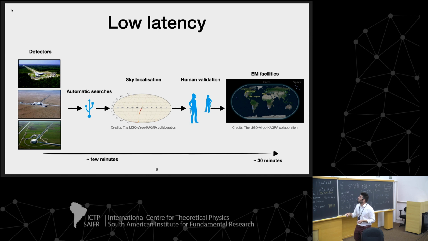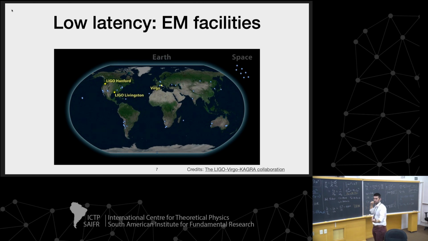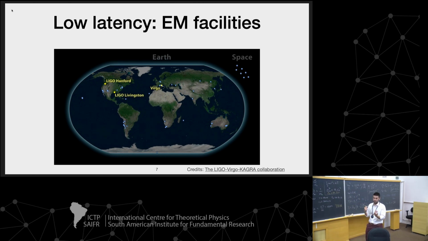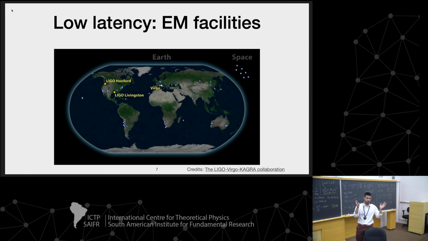And then we have, all over the globe, a bunch of different electromagnetic facilities. We want them to be spread all over the globe, because you always need to have at least one telescope in the night. We have telescopes, of course, on Earth, but also space probes. For example, Fermi, which detected the GRB emission from GW170817. And we want human validation. We don't just point telescopes randomly, because these are very fancy telescopes that cost a lot of money. Observing time costs a lot of money, so we want to be sure when we point our telescopes.